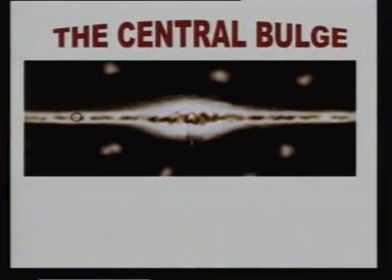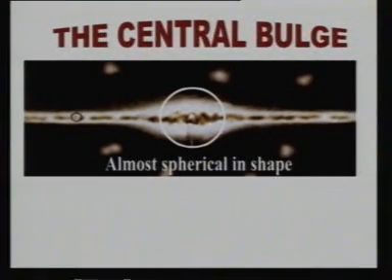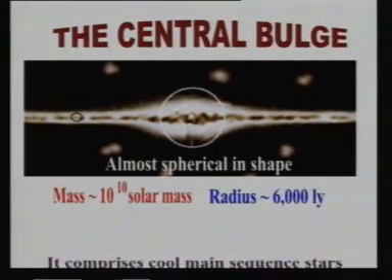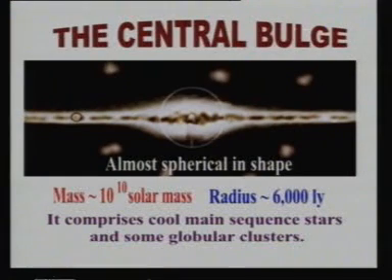Let's talk of the central bulge. You can see that this is almost spherical in shape, and the mass of this bulge is about 10 to the power 10 solar masses. There are 200 billion stars in our galaxy, 2 into 10 to the power 11 stars, and the central bulge contains 10 to the power 10 stars, and therefore its mass is roughly 10 to the power 10 solar masses. Its radius is about 6,000 light years.